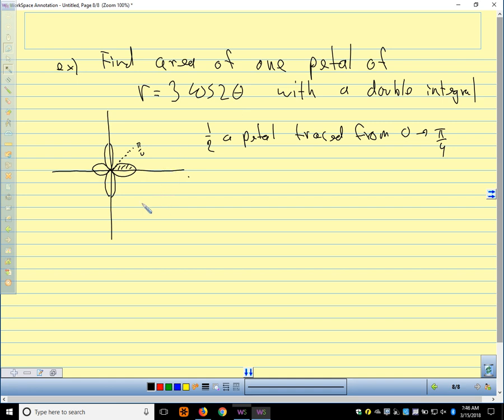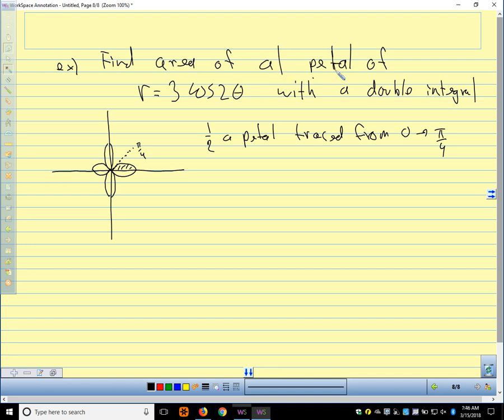But since it's all symmetrical, we're going to integrate to find the area of a quarter of a petal, or half of a petal, and multiply by 8. It only said find the area of one petal, so we need to multiply only by 2. We do it from 0 to pi over 4, and then you'll get one whole petal.